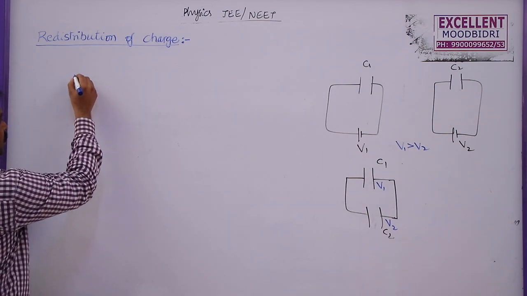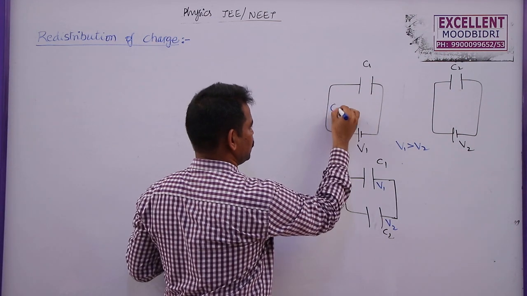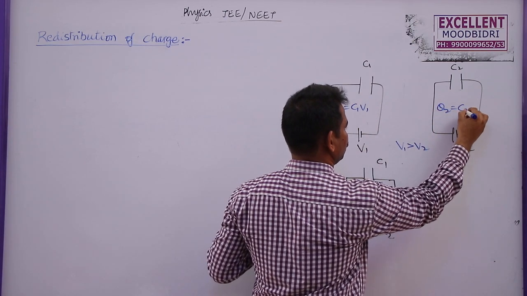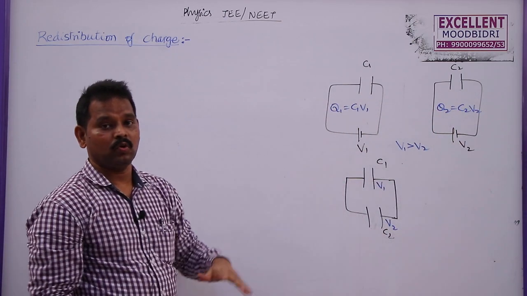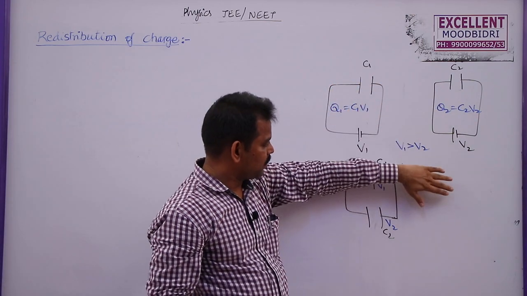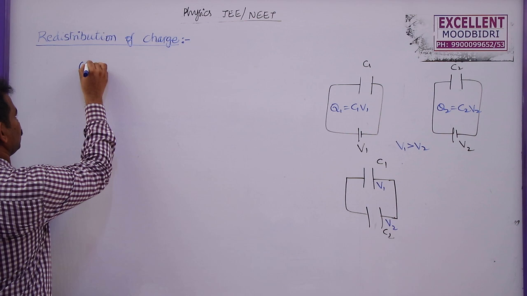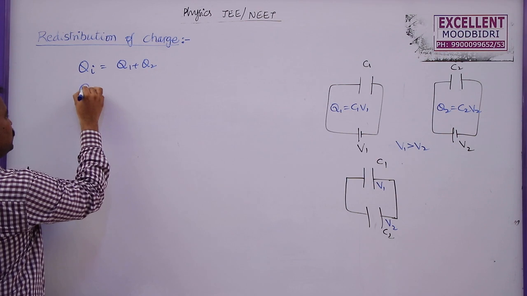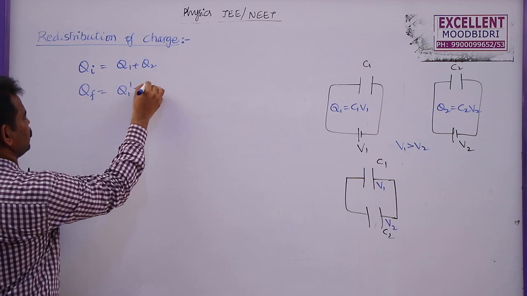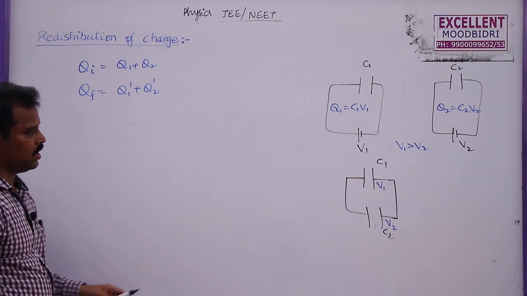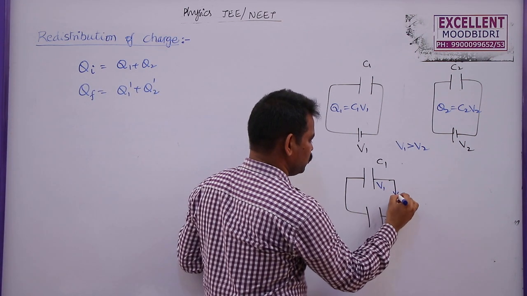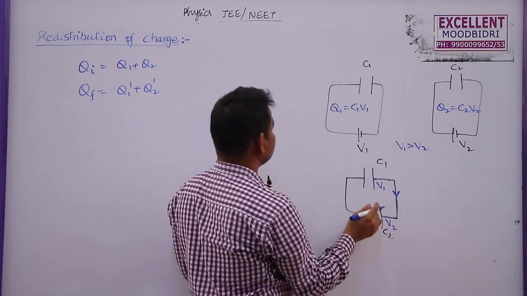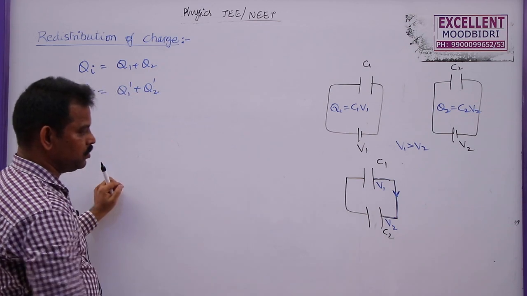Now we know that the charge on this capacitor initially, Q1, is equal to C1V1, and Q2 is equal to C2V2. So what is the total charge on this system before connection? Before connection the total initial charge is equal to Q1 plus Q2. So what is the final charge on the system? Q1 dash plus Q2 dash, because charges will flow from high potential to low potential. Some charge will flow from the high potential capacitor to the low potential capacitor. That means charge will be redistributed in the system.